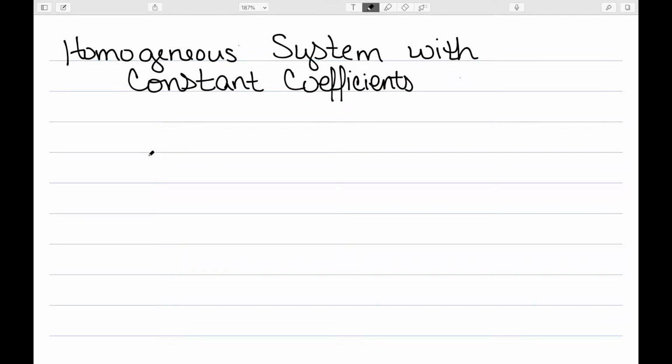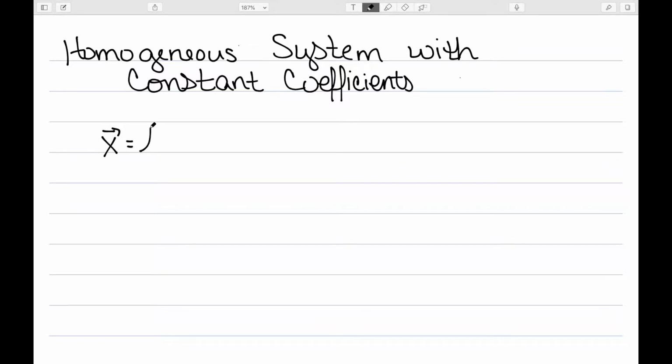Now that we have an idea of what a system of differential equations looks like, we're going to look at solving them. And we're going to look at solving a very specific case. We're going to look at homogeneous systems with constant coefficients. So we need to know what these mean.